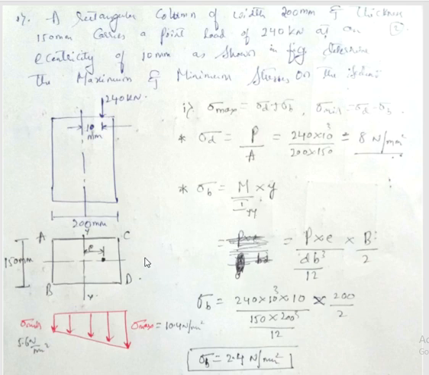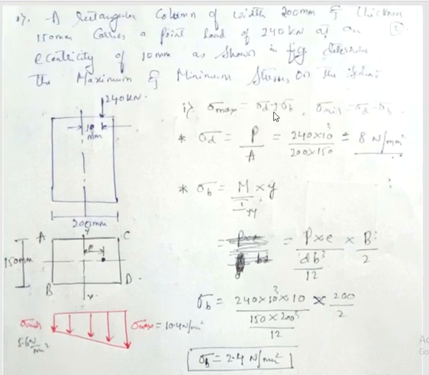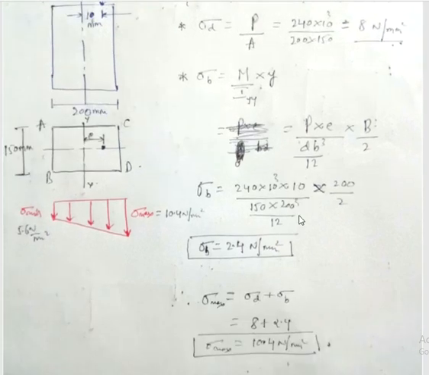We know the formula I by Y is equal to D B cube divided by 12 into Y, where Y is the distance from the neutral axis, that is the Y axis. Since we have taken I by Y for the extreme fiber, given as 200 by 2, that is B by 2. After substituting all the values of P, E, D and B, I get bending stress 2.4 Newton per mm square. Now I know that maximum stress is sigma D plus sigma B and minimum stress is sigma D minus sigma B. So I'm substituting those values.